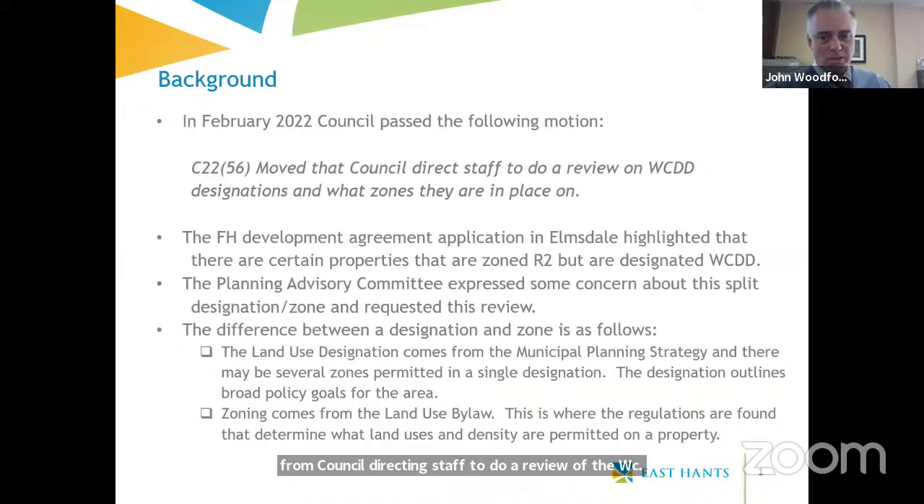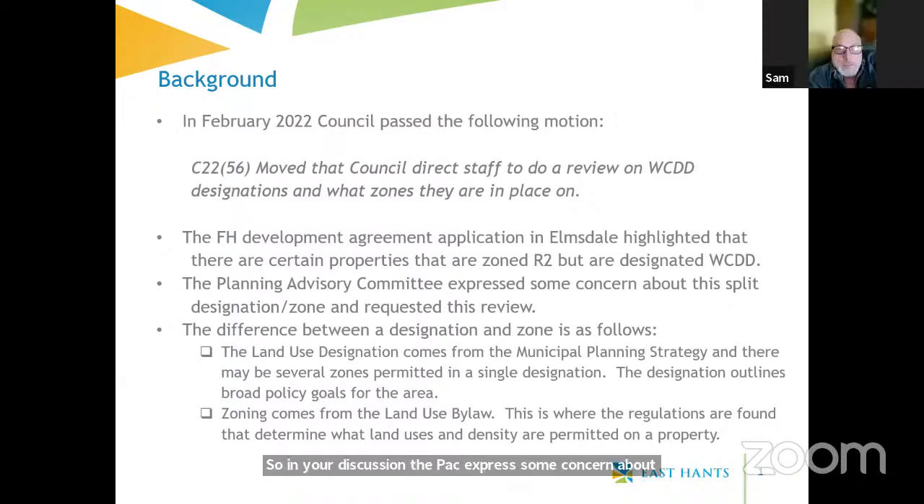So during your discussion of the FH development agreement application, it came to light that that property is designated WCDD, but it's actually zoned R2. So if you just look at a zoning map, you're not going to know that there's necessarily the option to do a development agreement on that property. So in your discussion, the PAC expressed some concern about that split designation of zoning and requested this review.